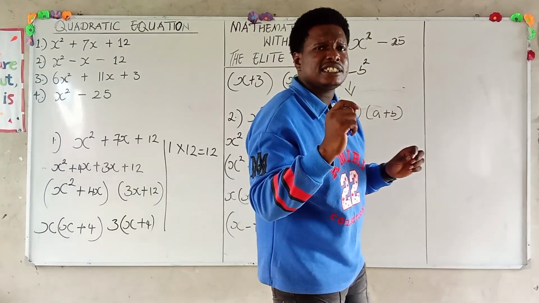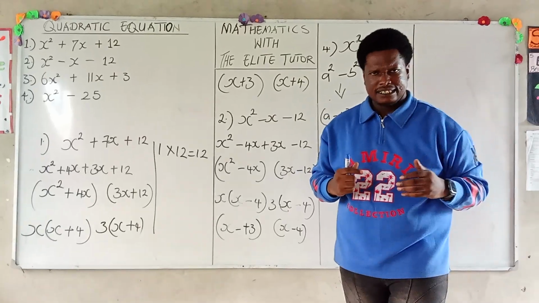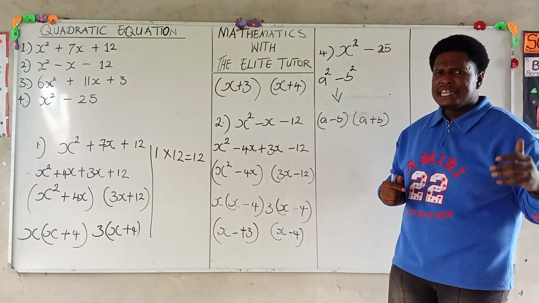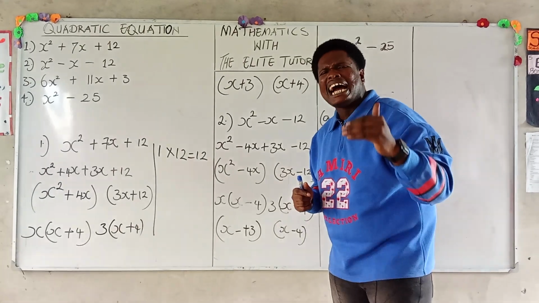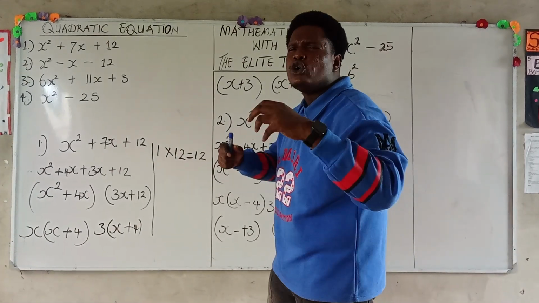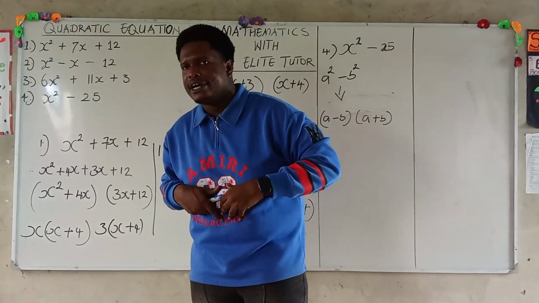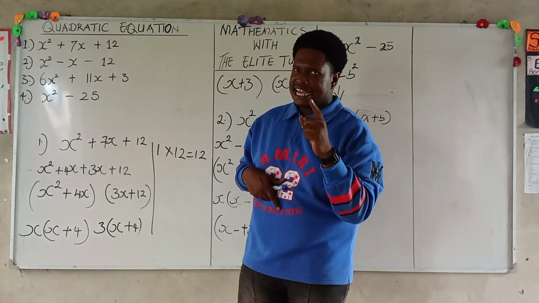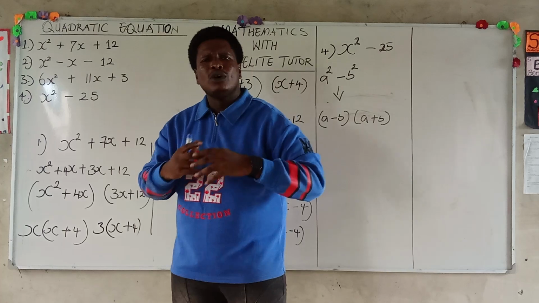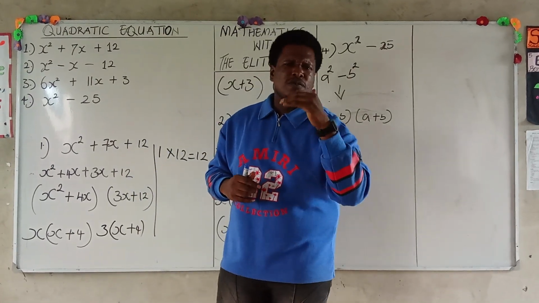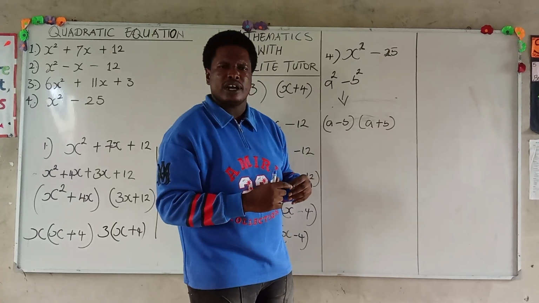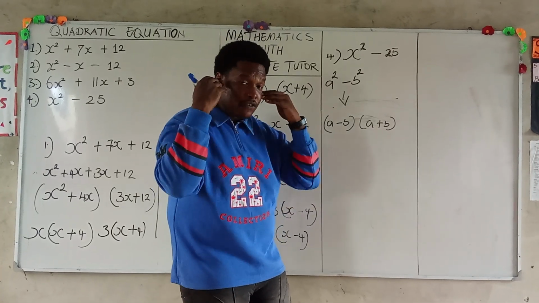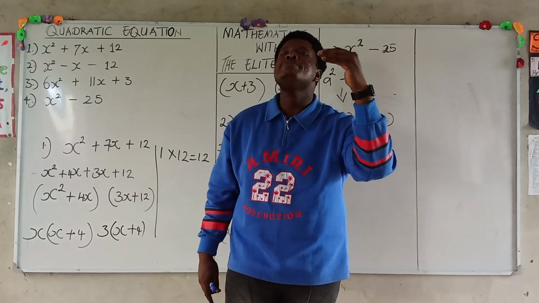Now, most students, even most teachers, believe or think that the difference of 2 squared can only be applied on numbers that are perfect squares. And that is a wrong idea. Why? If you follow such mentality, it's going to limit you.